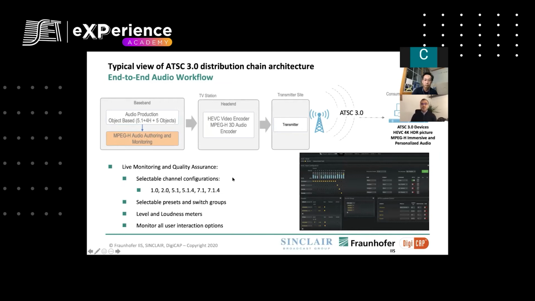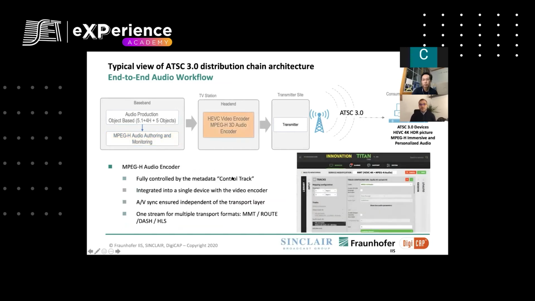If we move now to the encoding side, on the video side, I will not talk too much about HEVC. I think everybody is fully aware of the capabilities of the HEVC system, which is adopted by ATSC 3.0. And of course, the transport layer already has all the flexibility needed for supporting future video codecs.